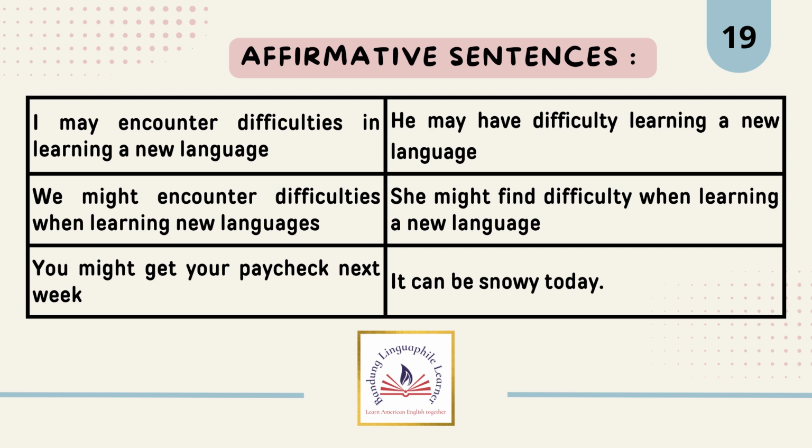Affirmative sentences. For example, I may encounter difficulties in learning a new language. We might encounter difficulties when learning new languages. You might get your paycheck next week. He may have difficulty learning a new language. She might find difficulty when learning a new language. It can be snowy today.